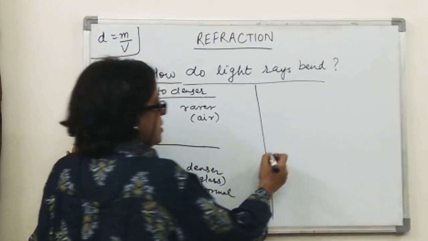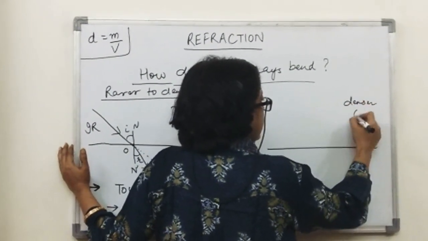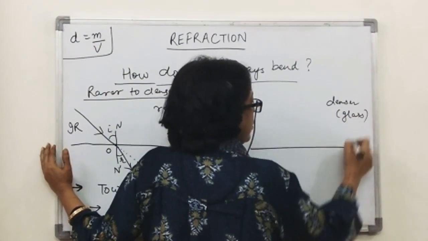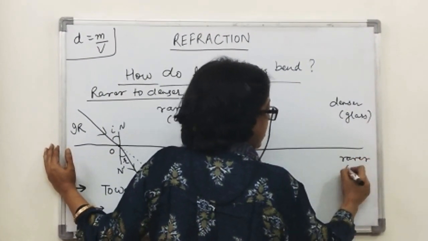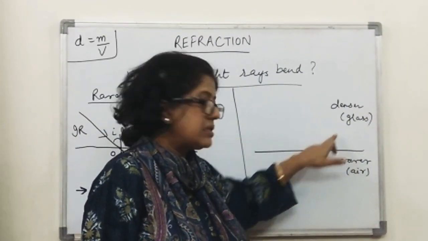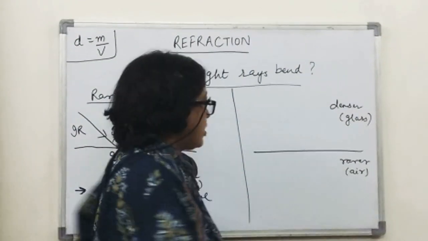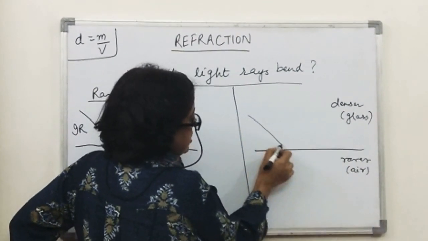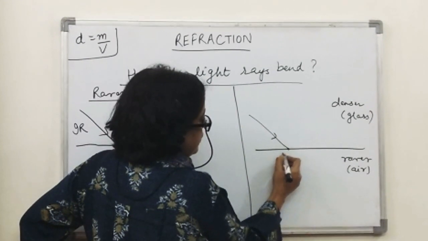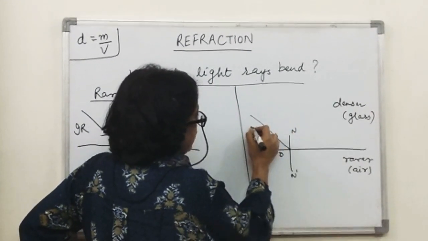Let's see what happens when it goes from a denser medium to a rarer medium. Denser like glass, rarer like air. And why have we said glass is denser? Because speed of light in glass is less than the speed of light in air. So we call glass denser and air a rarer medium. Again, I'm drawing an incident ray like this. This is the point of incidence. I draw a normal at the point of incidence, N dash. This is your incident ray.